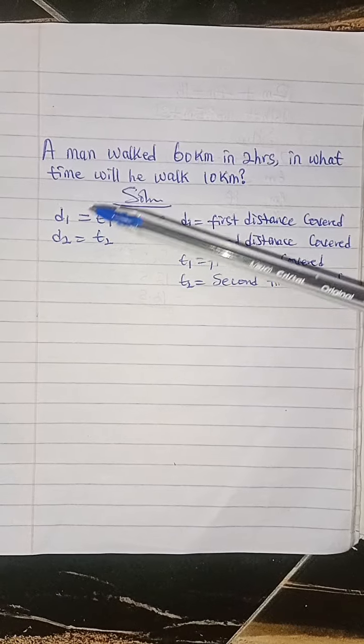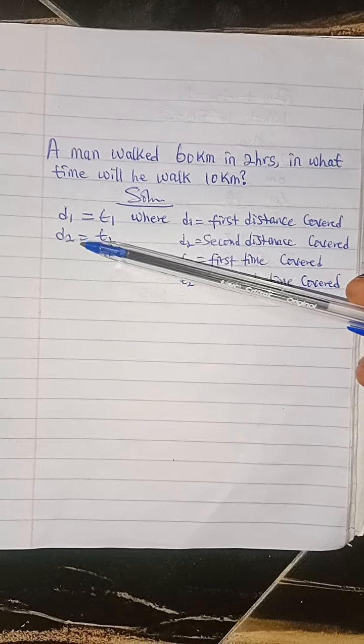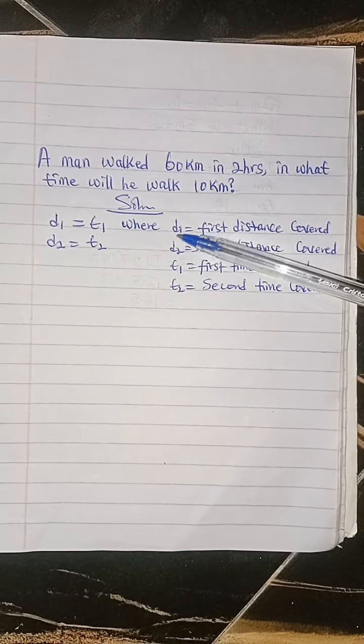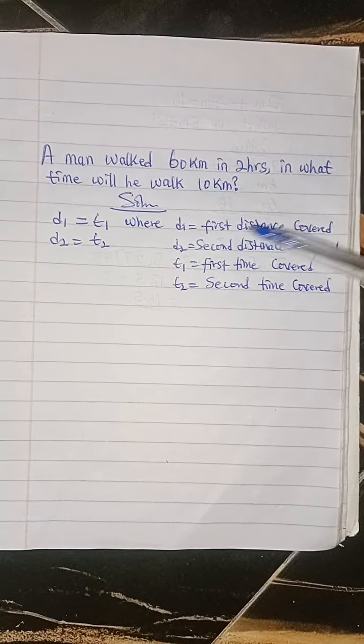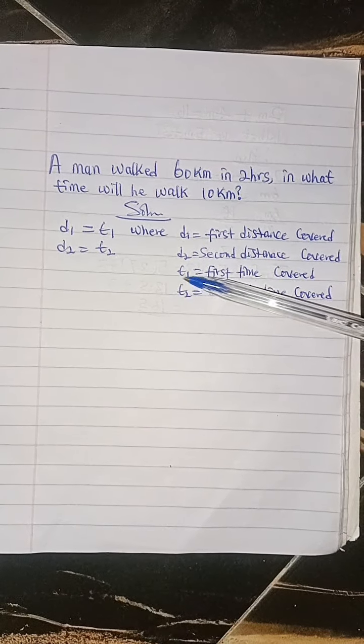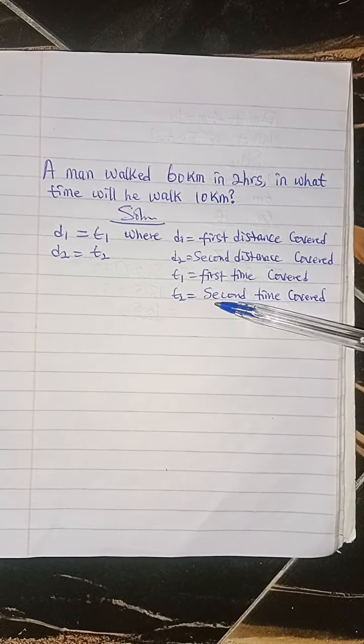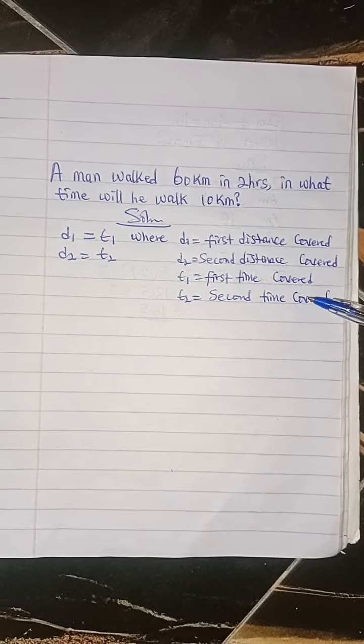Now, after writing the solution, I will write down the simple formula that I can use in calculating an equation like this, which involves distance and time. So the formula will be like this. The simple formula becomes D1 over T1 equals D2 over T2, where D1 means first distance covered and D2 means second distance covered. T1 means first time covered or first time used, and T2 means second time covered or second time used.